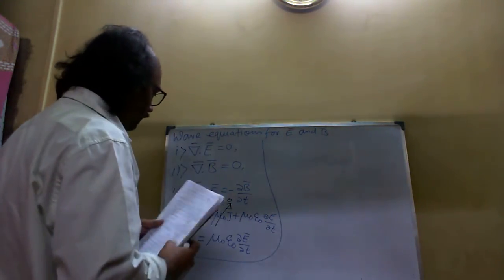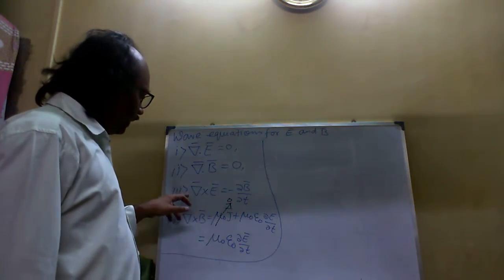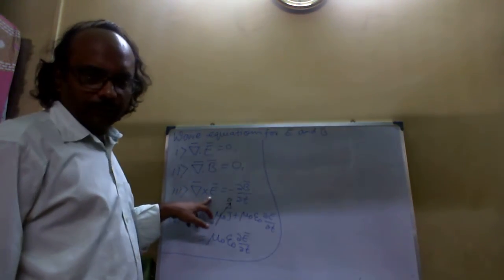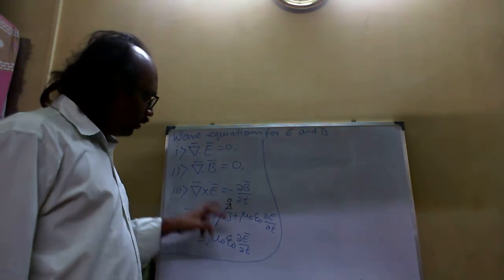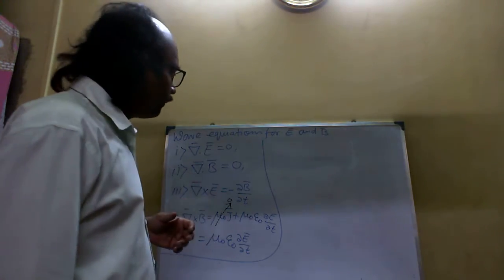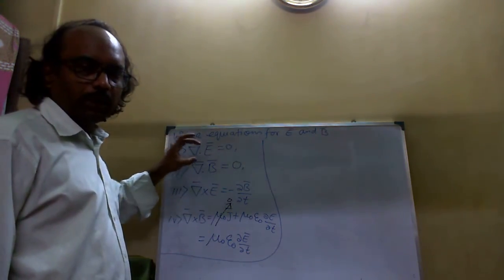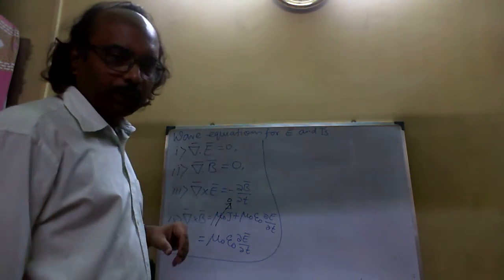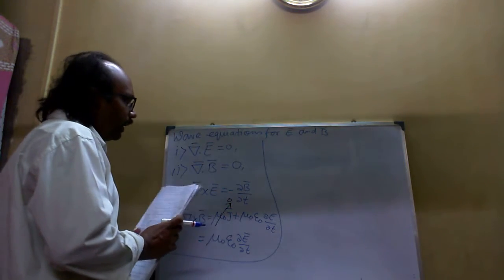Now you see the third and fourth equations are coupled. That means both electric and magnetic fields are there. So we are going to decouple them using a vector identity and incorporating these first two equations, which are del dot E equals 0 and del dot B equals 0. So let's start with electric one.